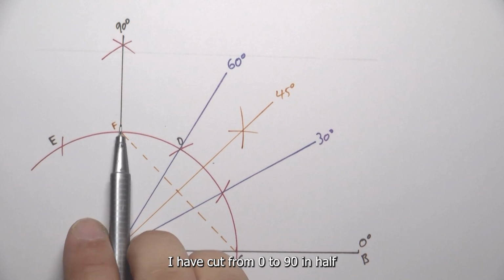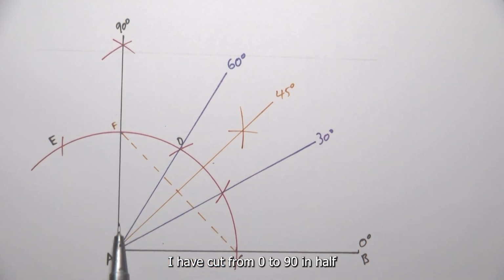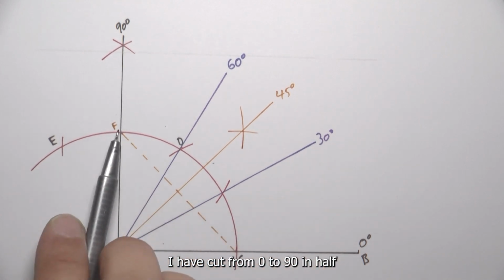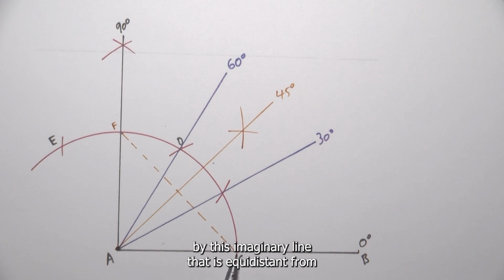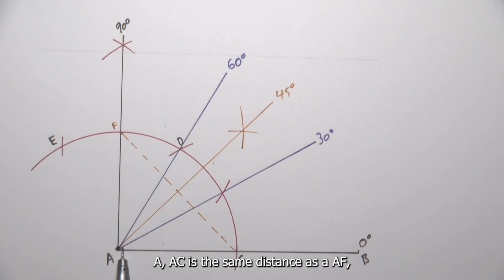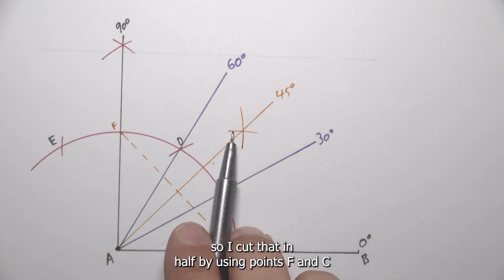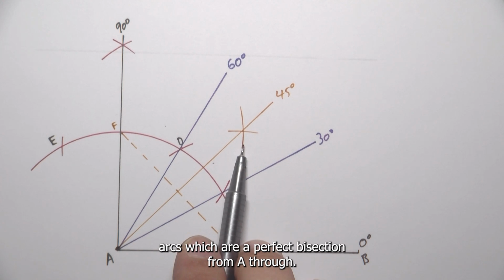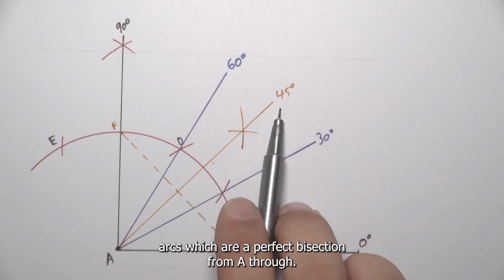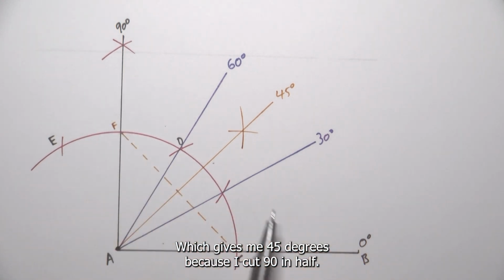I have cut from 0 to 90 in half by this imaginary line that is equidistant from A. AC is the same distance as AF. So I cut that in half by using points F and C to create these arcs, which are a perfect bisection from A through, which gives me 45 degrees because I cut 90 in half.